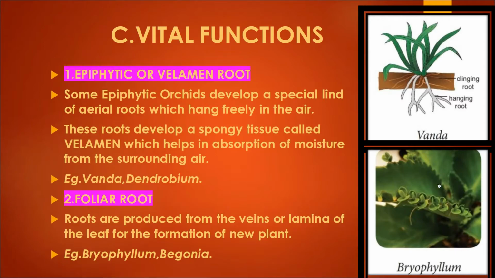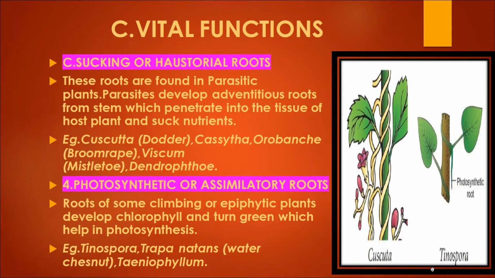Next we have the foliar roots. Foliar means they arise from the leaves. These roots are produced from the veins or the lamina of the leaf. This is to propagate the plant for the formation of a new plant. Buds arise from the notches of the leaf margin, and from there the foliar roots grow. Example for this is Bryophyllum and Begonia.